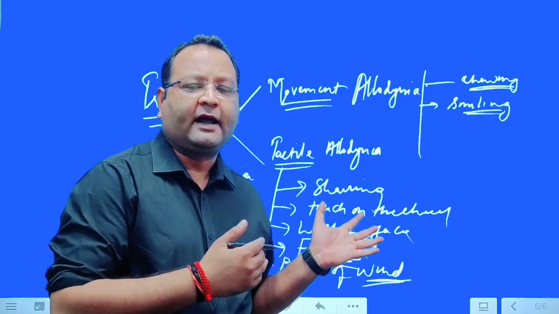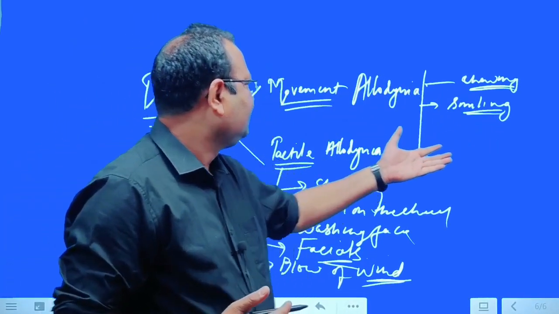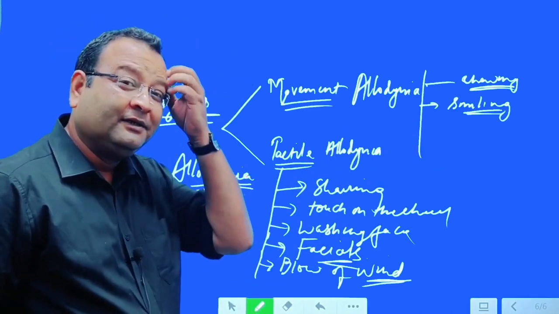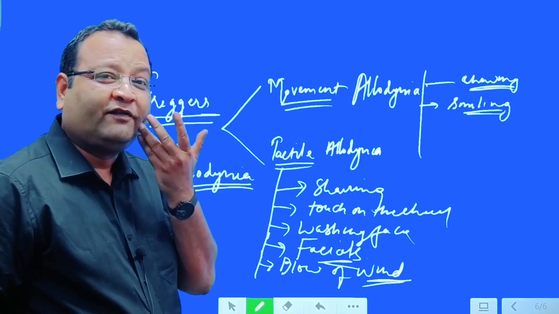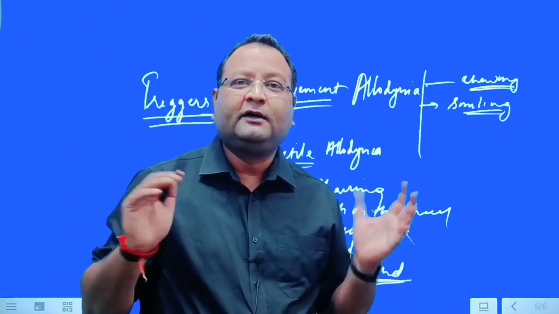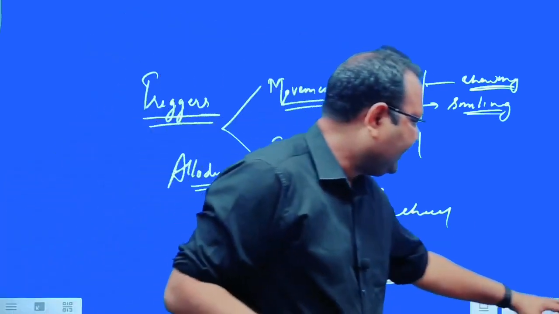So you can see how miserable the life of a patient in this type of disease can be. Simple movements like chewing, smiling, even shaving, touching the cheek, light touch on the face, or washing the face, blow of the wind on the face can aggravate this kind of pain.